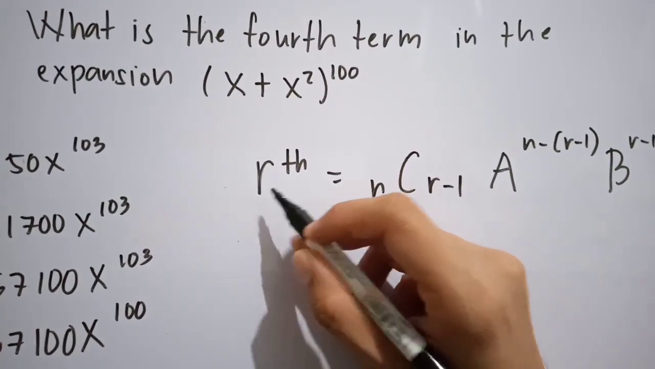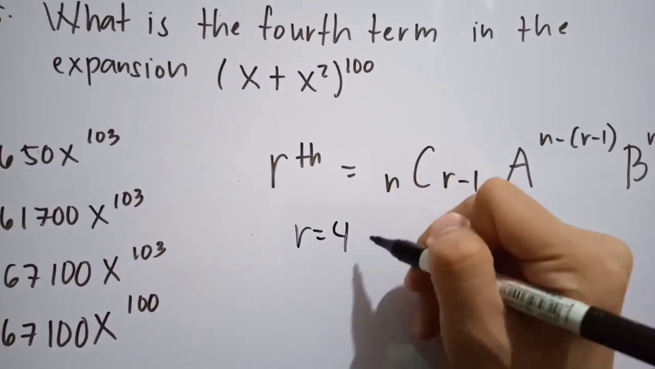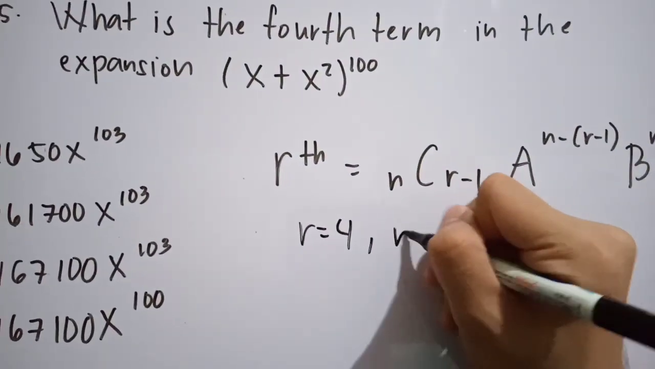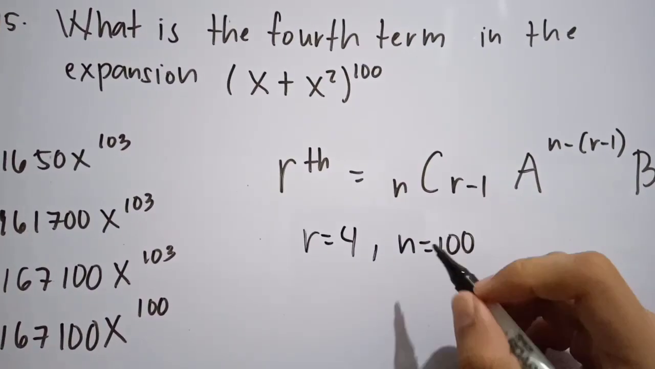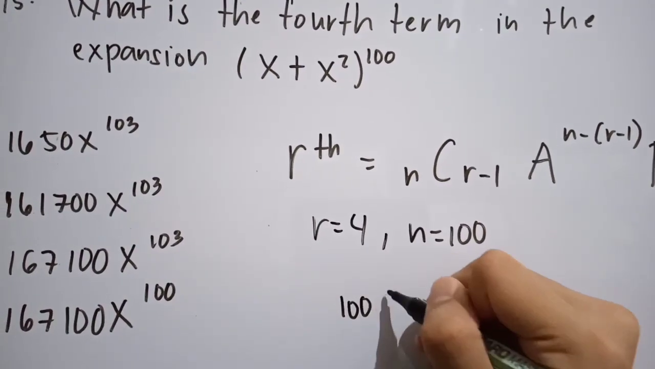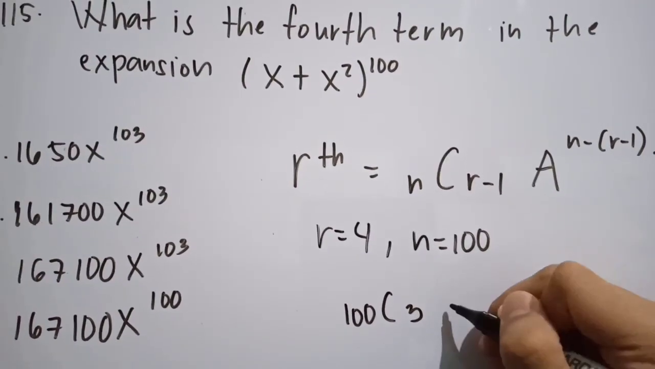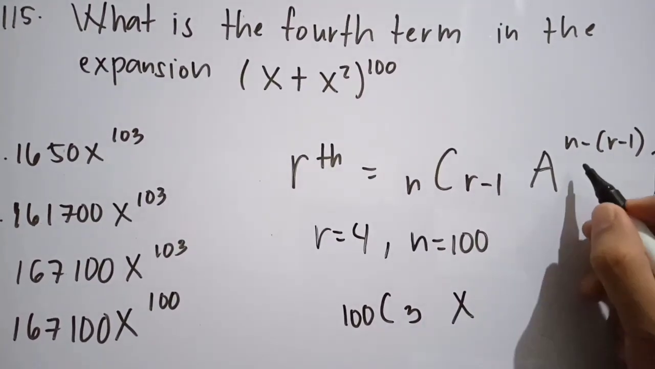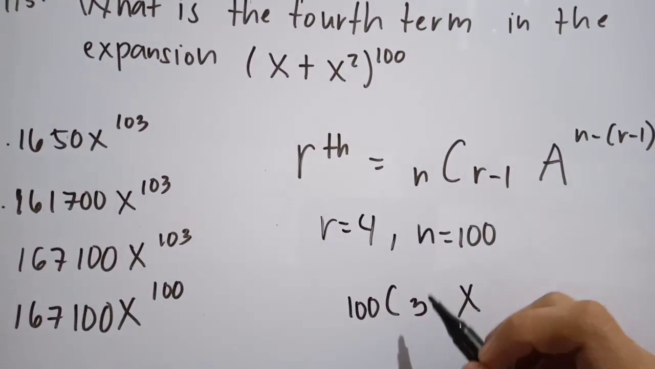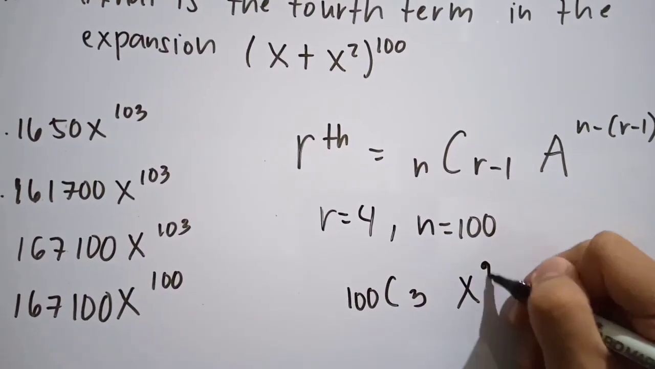So, kunin muna natin yung r natin. Yung r natin ay fourth term daw. So, r is equal to 4. At ang n natin ay yung exponent dito, which is 100. So, n combination r minus 1, magiging 100 combination r minus 1 is 3. Tapos yung first term natin ay x raised to n minus r minus 1. So, ano ang n natin? 100 minus yung 3. Minus mo lang to. 100 minus 3, magiging 97.